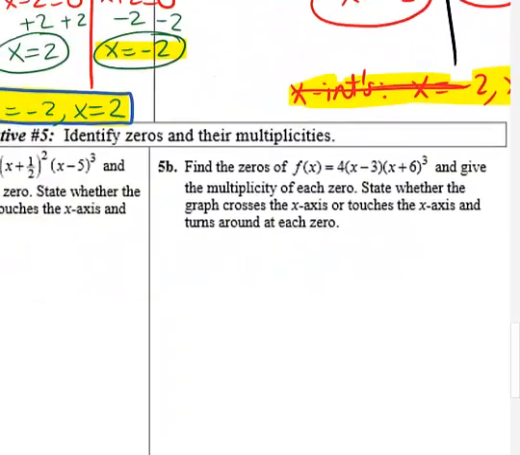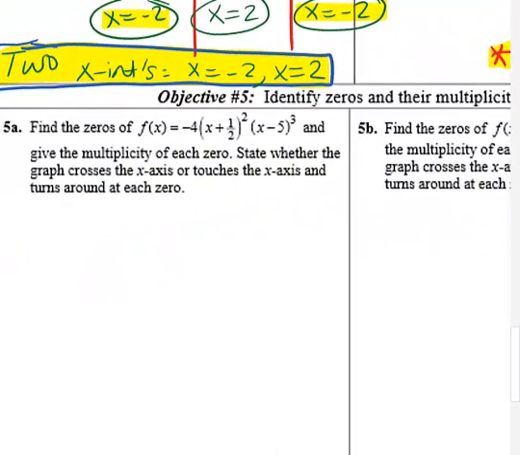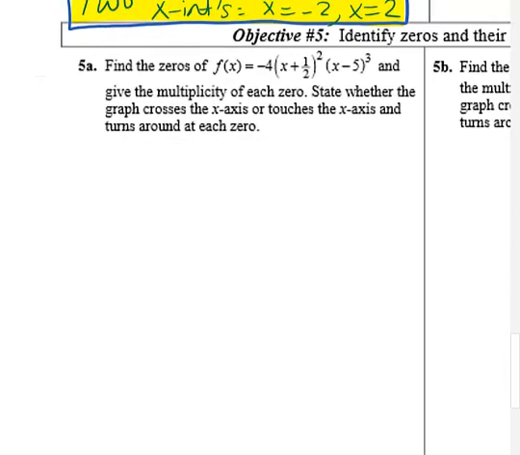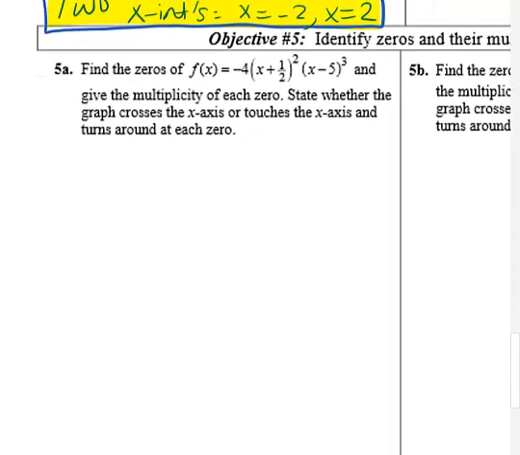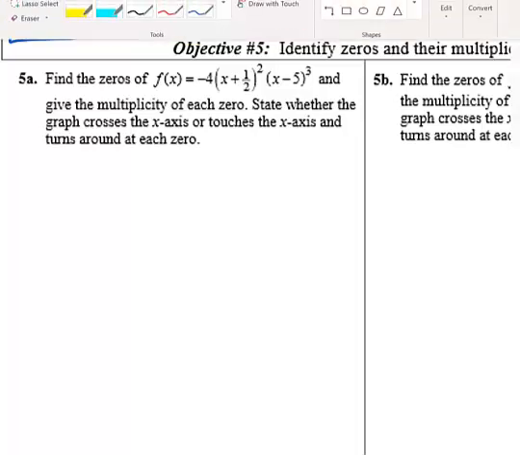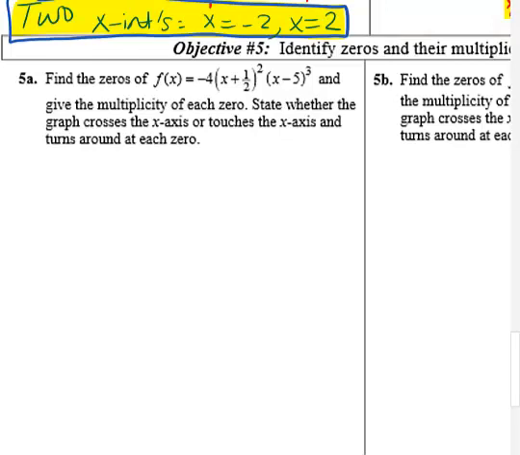Alright, so this section has a lot going on. I'm sorry, it's a lot to remember. But let's see, the next objective, which is not even the last one, there's plenty here to offer. It says, find the zeros of this function, and then give the multiplicity of each zero. That's where, remember I said, the number of times that a zero occurs actually matters.